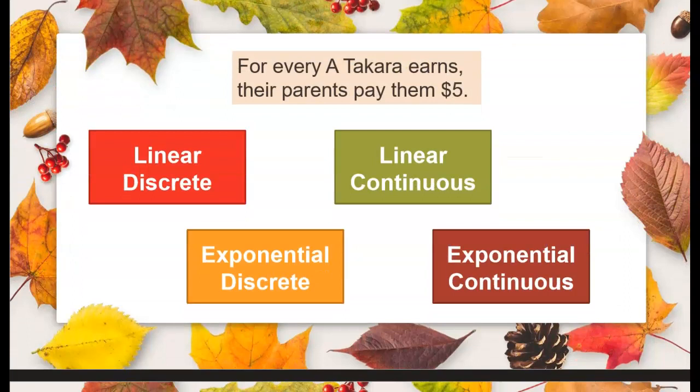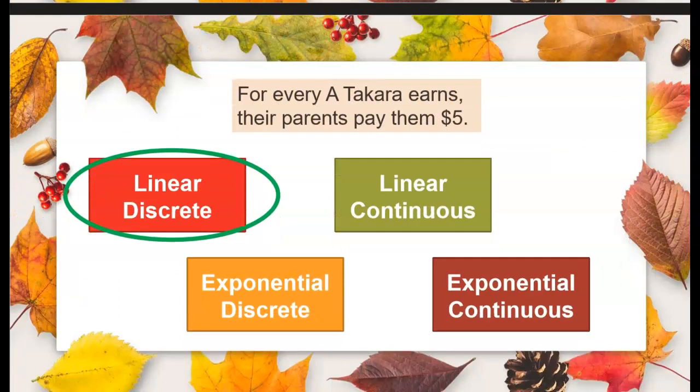For every A Takara earns, their parents pay them $5. What type of equation is this? This is linear discrete because we're adding each time. Adding tells us it's arithmetic or linear. And then discrete is because it's in chunks. We get $5 at a time, $5, $10, $15, but all the amounts in between aren't covered. So since you can't get half of that amount, there's no point at 250. This is discrete.